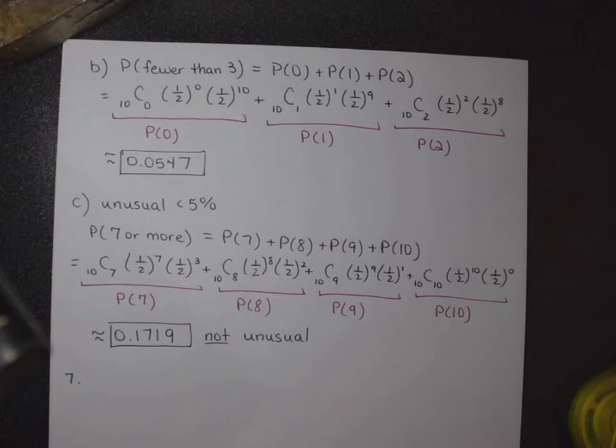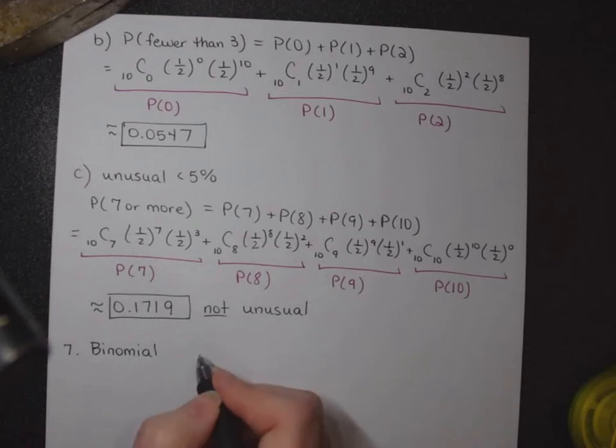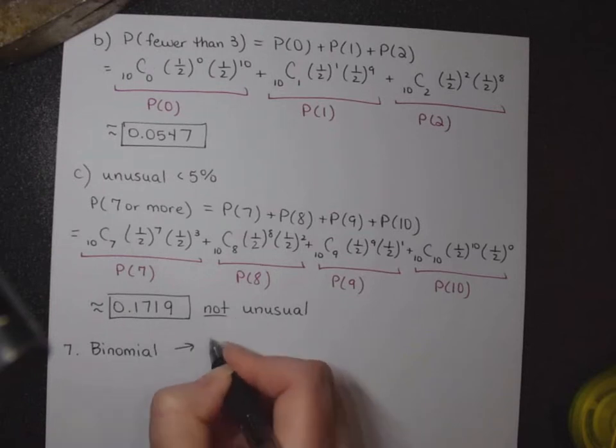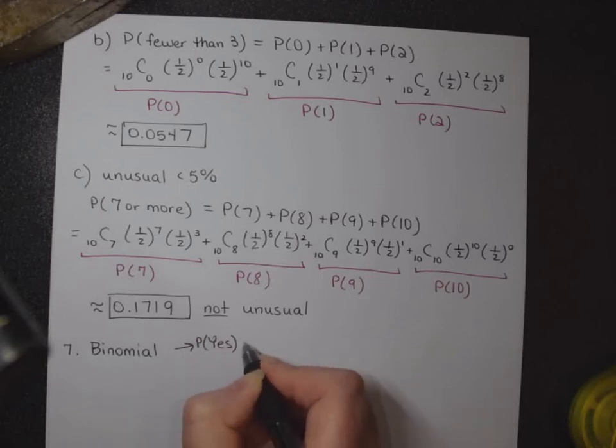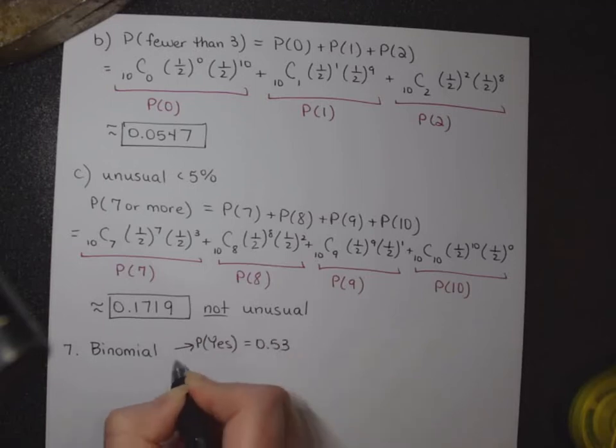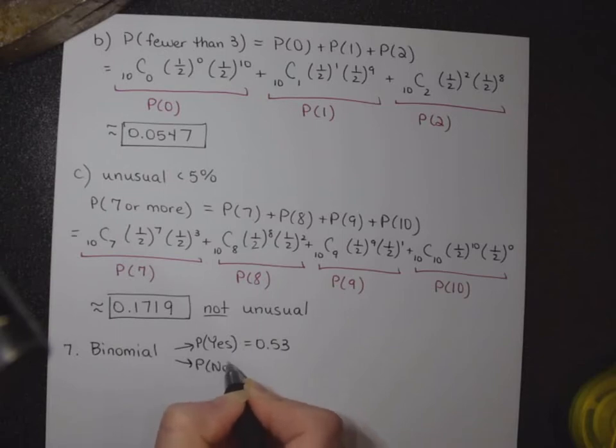Okay, number 7. So this is 53% of people needed coronary bypass surgery, which implies that some of them did not, okay? So this is binomial. Okay, and the 2 choices here are either they needed the bypass surgery, so the probability of yes looks like 0.53, which means that the probability that they didn't need that surgery is 0.47.